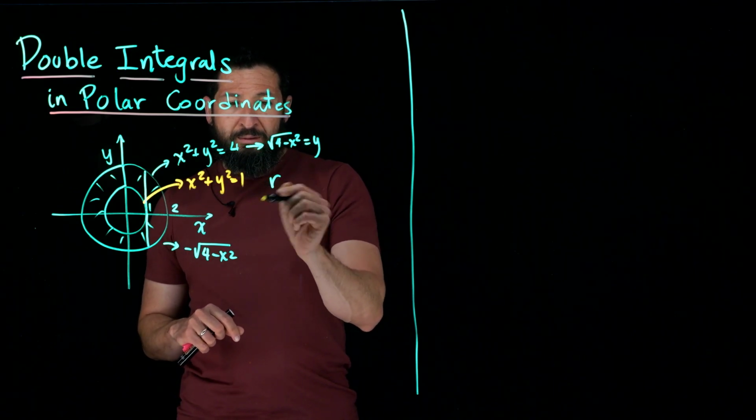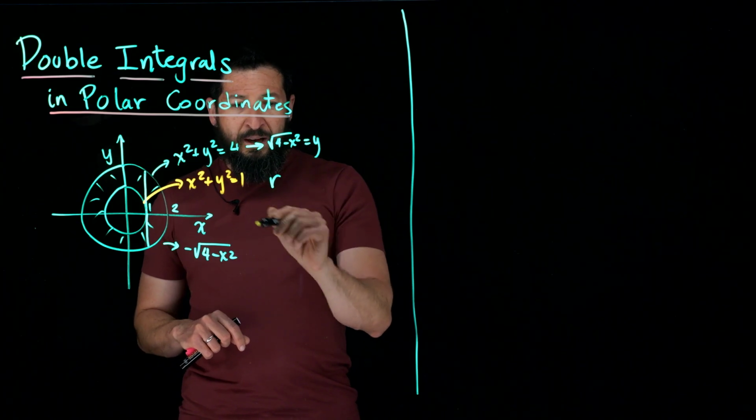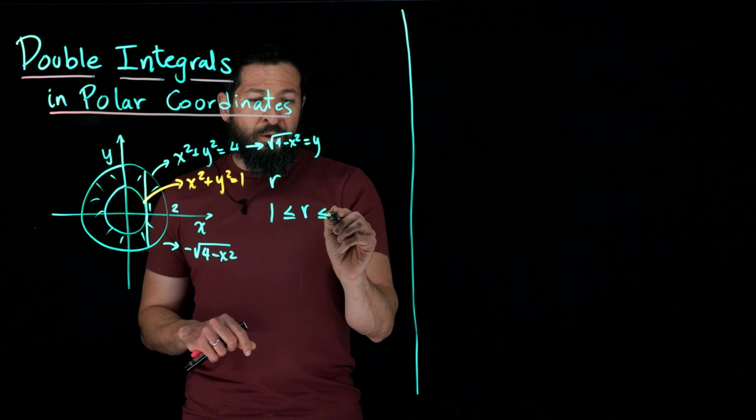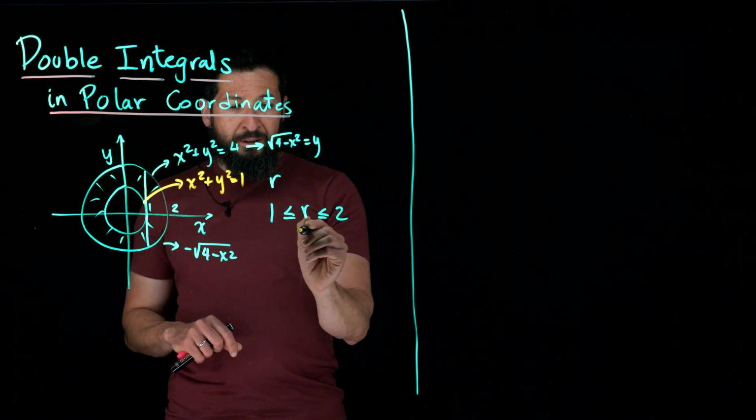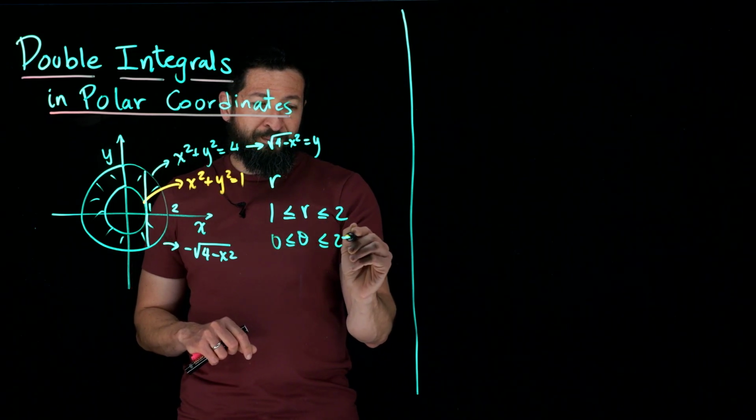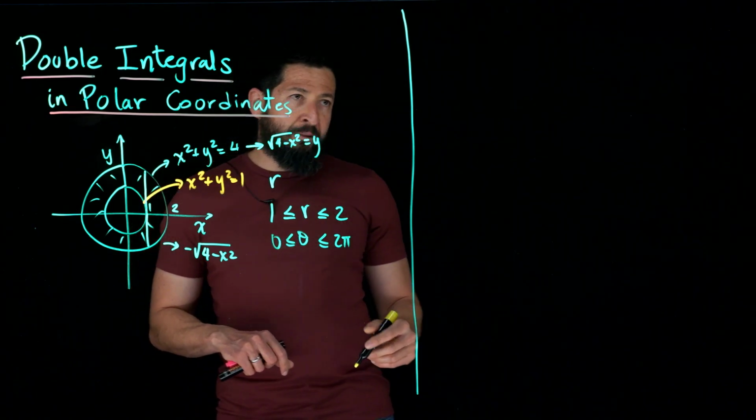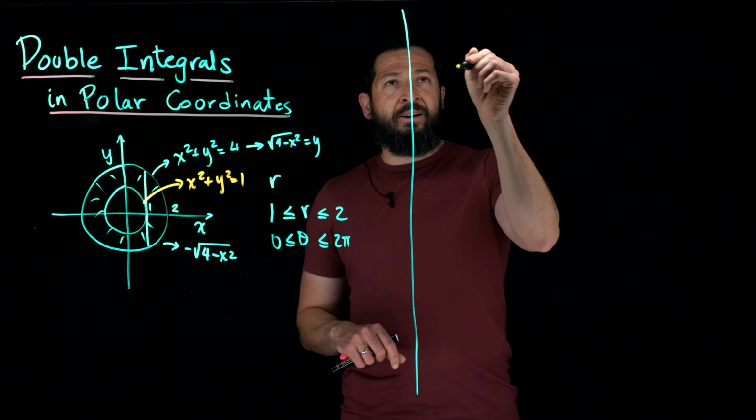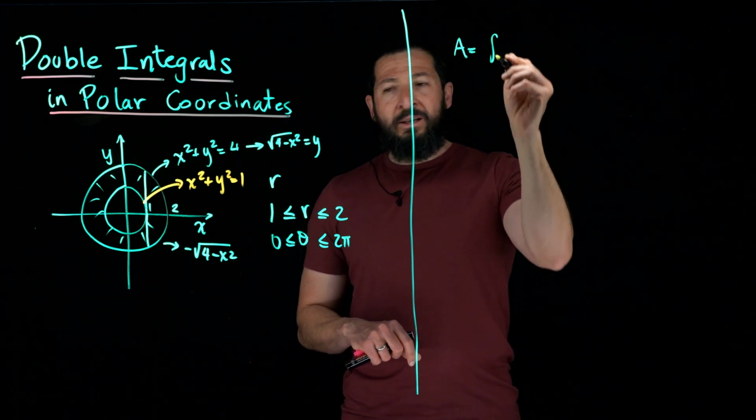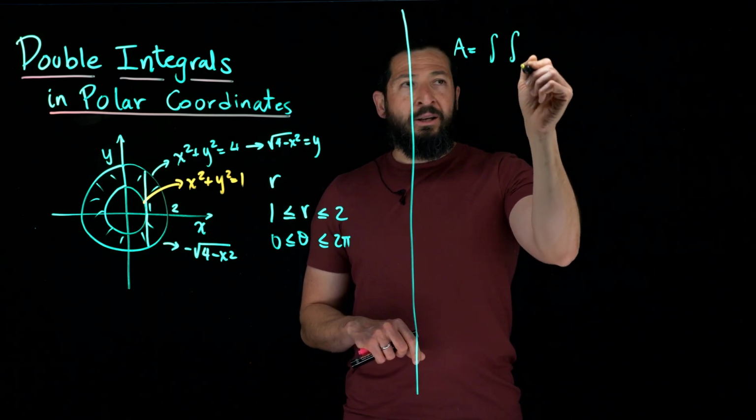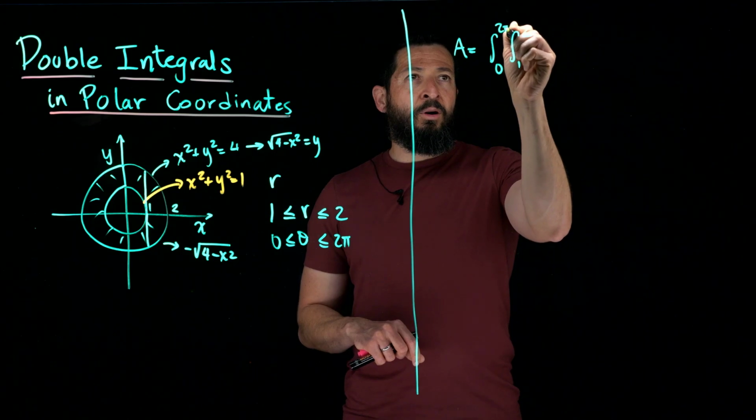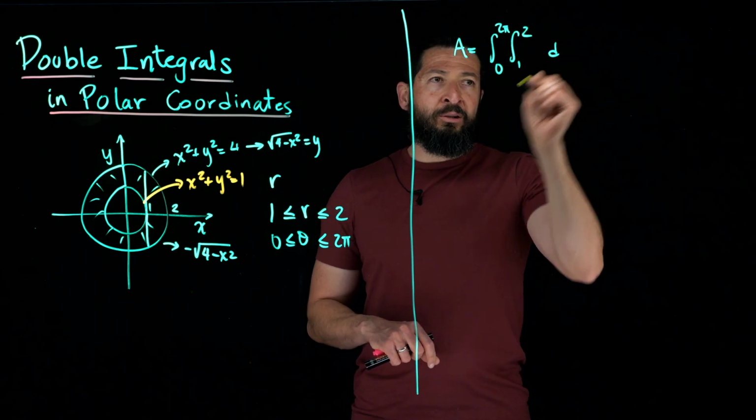to 2. I started in the wrong position. Let me write it down below here, and then I erase. The radius would be between 1 and 2, and the angle would just be between 0 and 2 pi. And so if you were to integrate there, your area for that annulus would simply be the integral between 1 and 2 and 0 to 2 pi of the differential of area in polar coordinates.